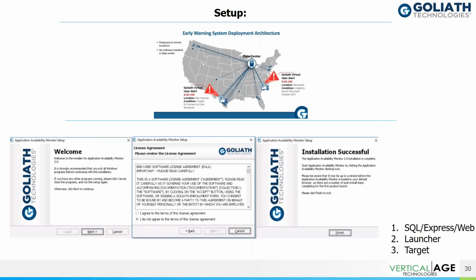Okay, so next on the list is Goliath. Again, an enterprise-ready product that gives you all the flexibility and features you need. This one contains, component-wise, the SQL, the web browser to manage it, the launcher and the target. And again, for the install, it's just next, finish.